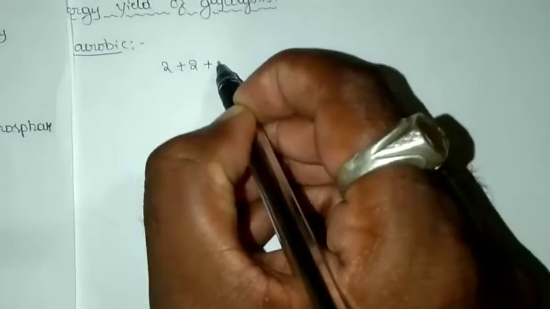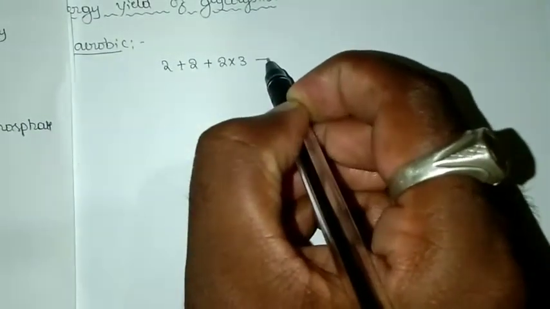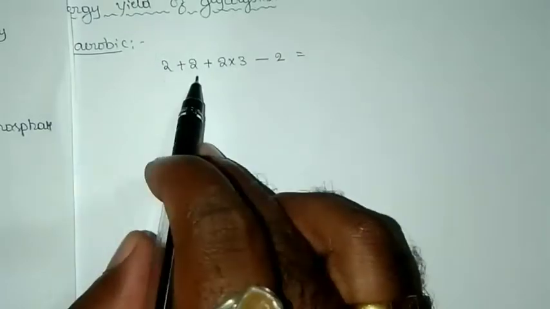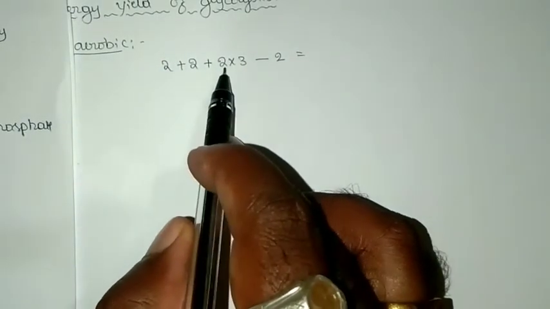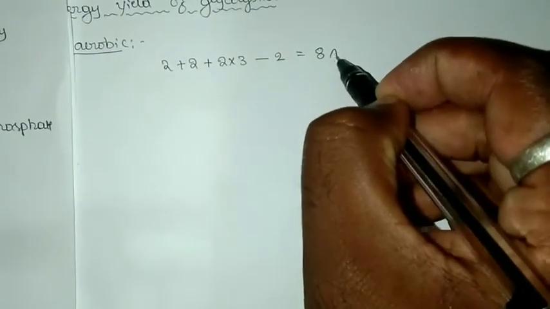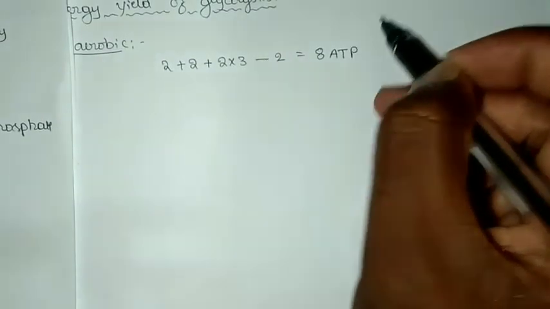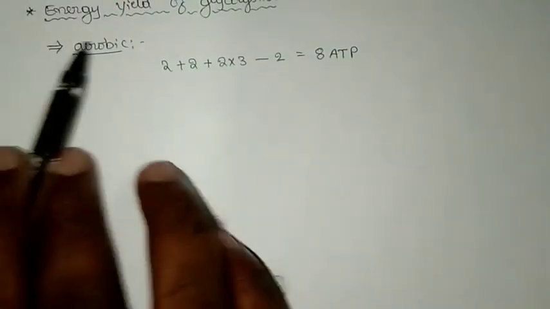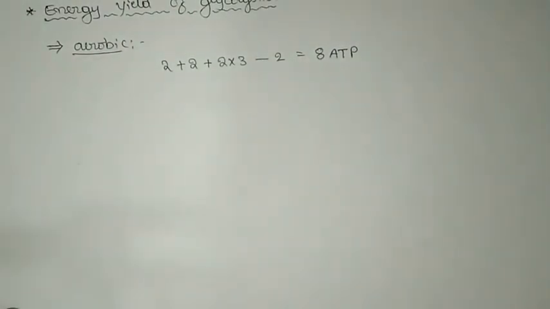So as a whole, 2 plus 2 plus 2 into 3 minus 2. So 2 plus 2 is 4, 3 twos are 6, plus 4 is 10, 10 minus 2, the total of 8 ATP molecules have been produced in case of aerobic glycolysis. The reaction numbers we have already said.